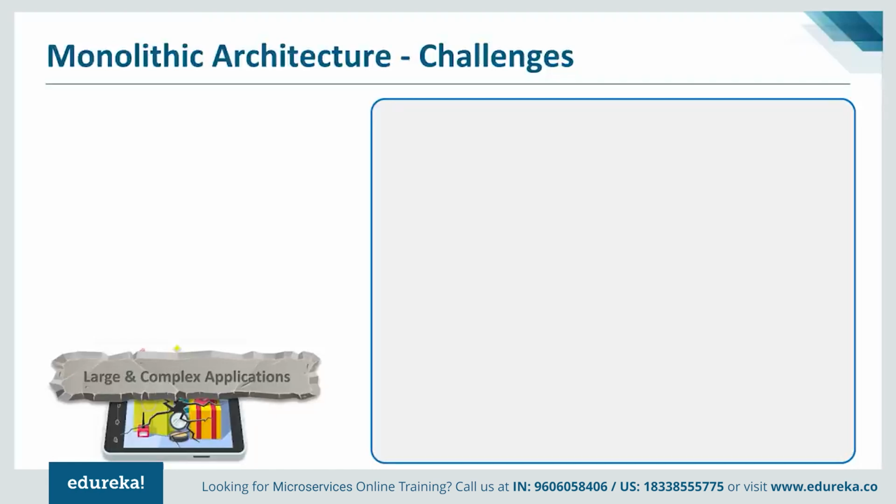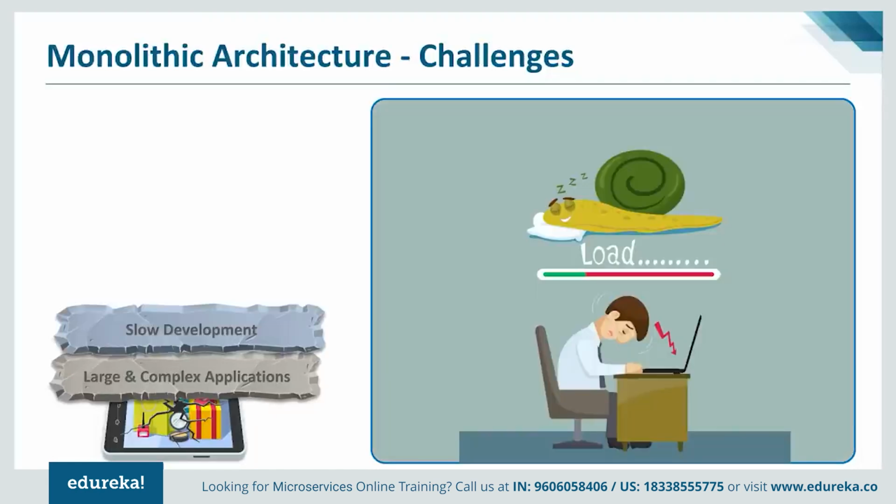Let's see what is the next disadvantage. So the next disadvantage is slow development. What I mean by that is, as the application and the respective teams grow, the application becomes difficult to understand and modify, right? Because it's pretty huge in size and there are multiple teams working on it. So it becomes really difficult to understand and modify.